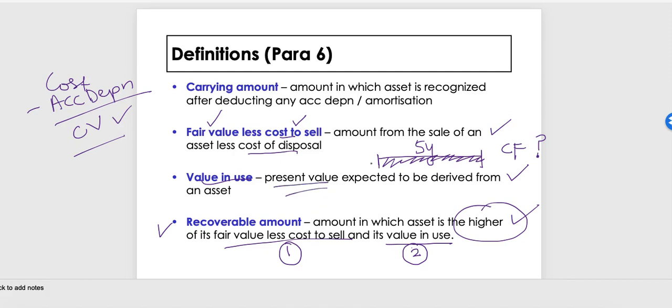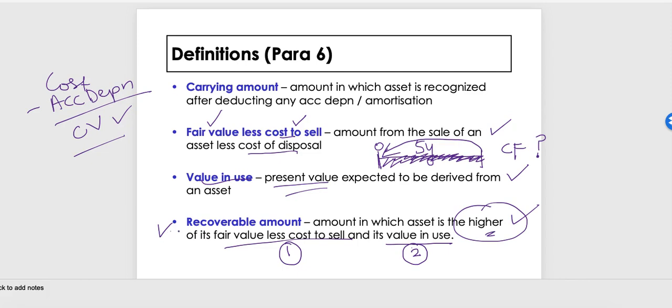Why the present value? Because you are here at present. When you identify the future cash flow for 5 years in the future, you need to bring that value to present, which means that you discount that future cash flow. So we call it present value. So we compare the fair value less cost to sell and the present value of the value in use. Whichever is higher will become the recoverable amount.